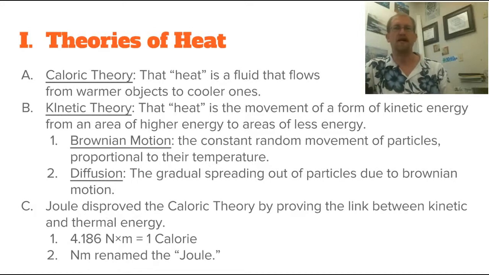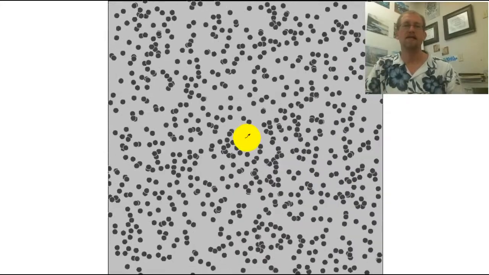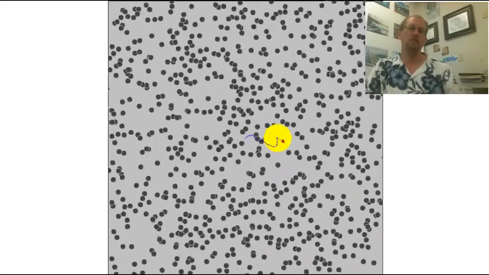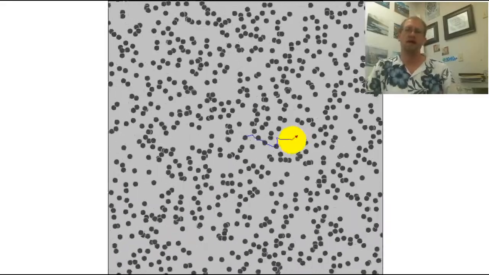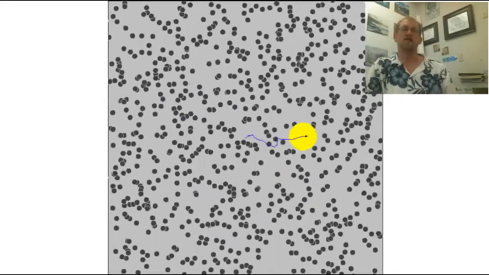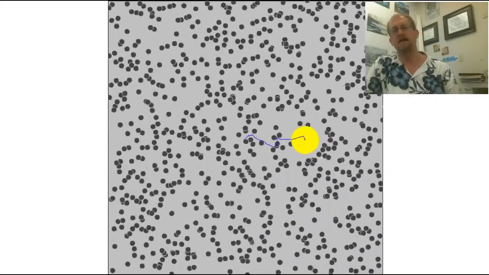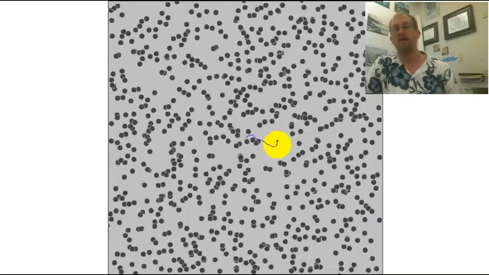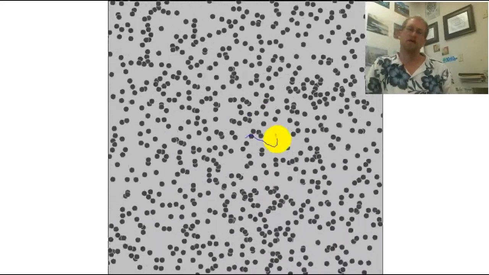So 4.186 joules of energy will raise the temperature of 1 gram of water 1 degree centigrade. So this is a picture of Brownian motion and the resulting diffusion of a particle. If the big yellow ball is some kind of substance and we are watching it diffuse, we're watching it spread out over time. The reason it's spreading out is because it is getting bombarded in all different directions by the medium that it's in. This could be something dissolved in the air or something dissolved in a liquid.